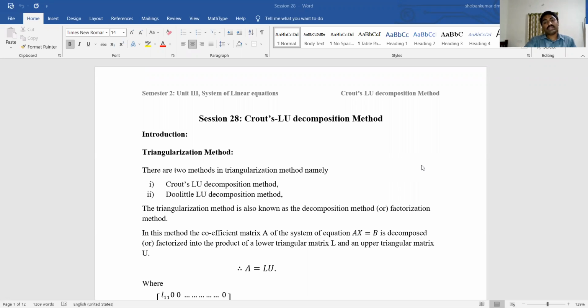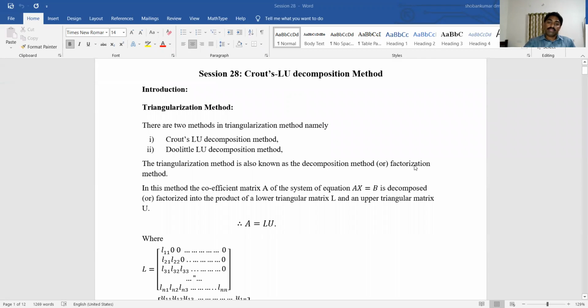In earlier classes, we already know about solving a simultaneous system of equations by using two methods. One is a direct method, another one is an iterative method. Under the direct methods, there are the Gauss elimination method, Crout's LU decomposition method, and Cholesky method. Yesterday we already discussed the Gauss elimination method. Now I have to discuss how to solve a system of simultaneous equations, or system of linear equations, by using Crout's LU decomposition method.